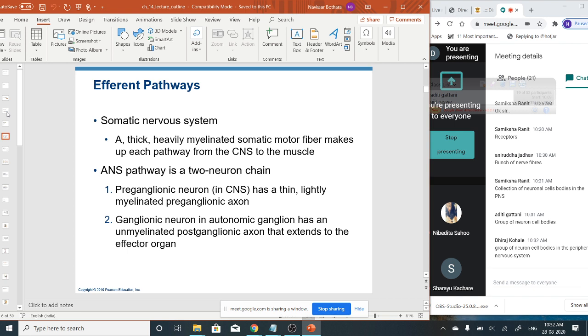So CNS involves what? Brain, cerebellum. Brain means up to the medulla oblongata, and then the spinal cord. Up to that, everything is the CNS. After the CNS, whatsoever cell bodies are there, these all are called ganglions. It is important.